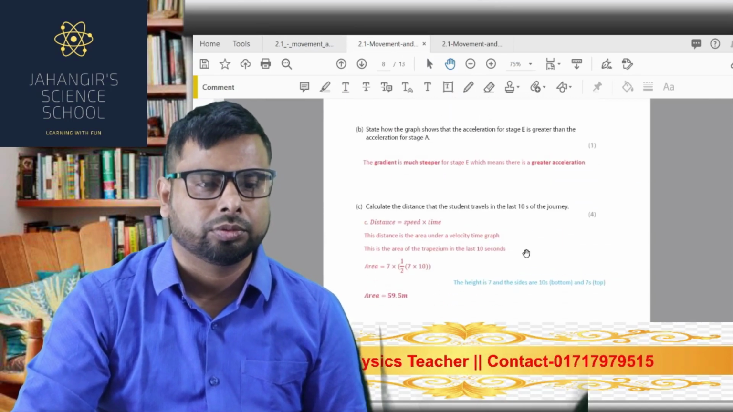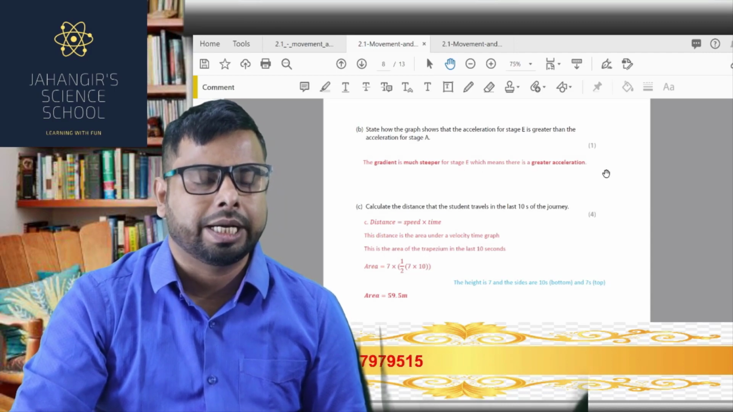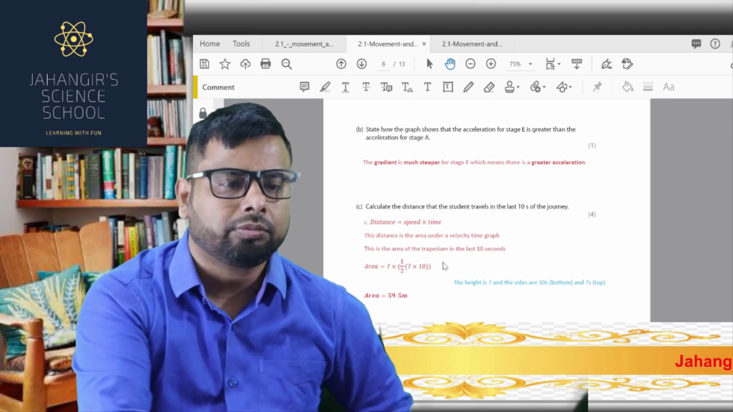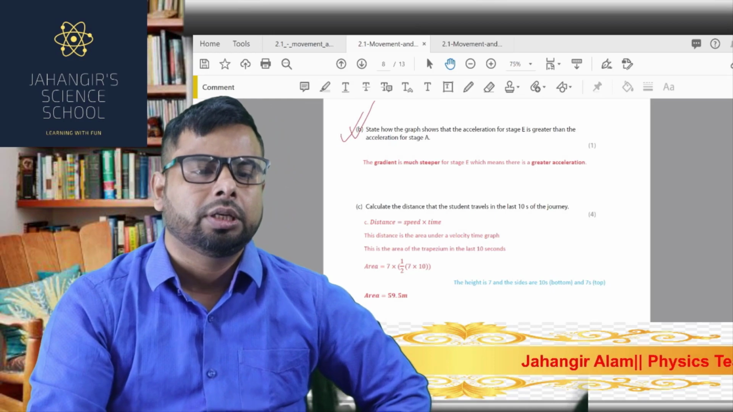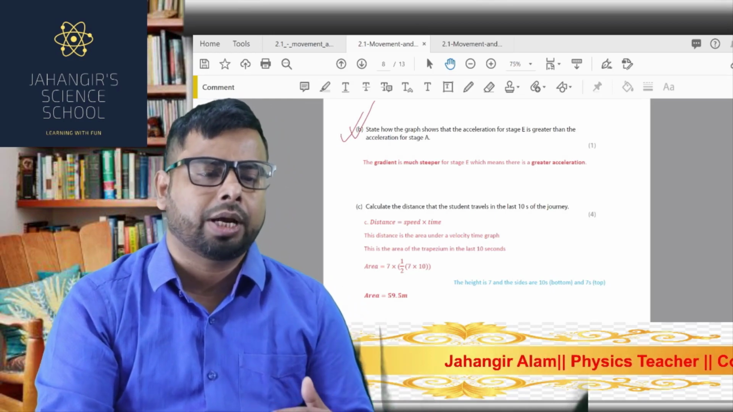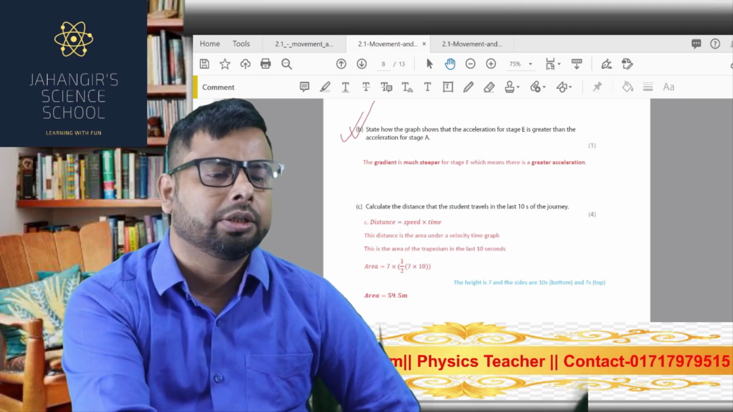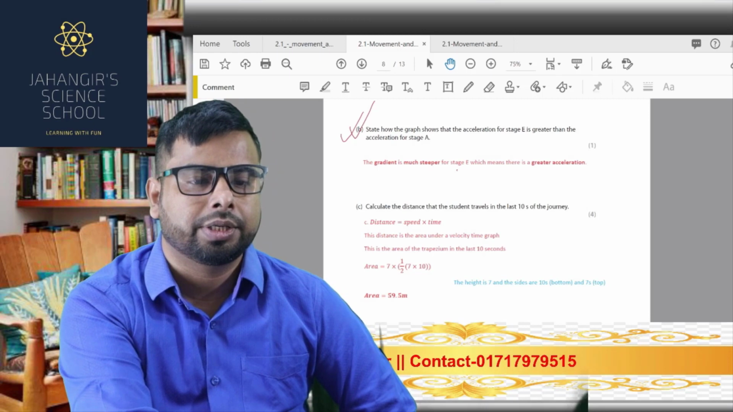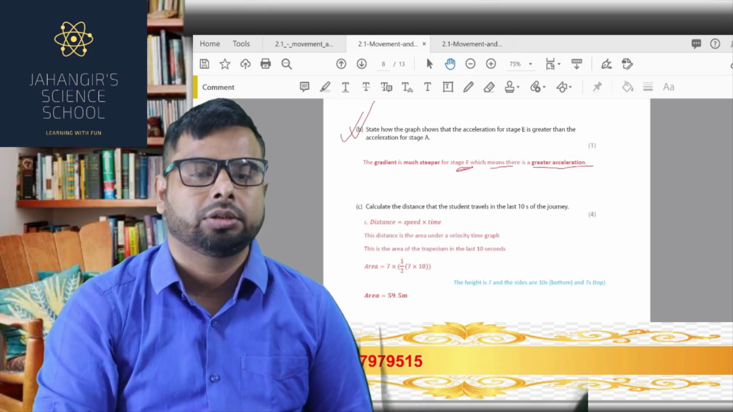So the gradient is much steeper for stage E, which means there is a greater acceleration. The gradient of the velocity time graph or speed time graph represents the acceleration.